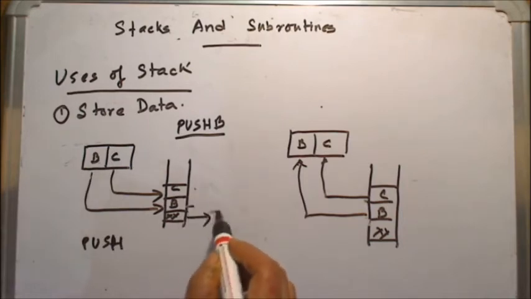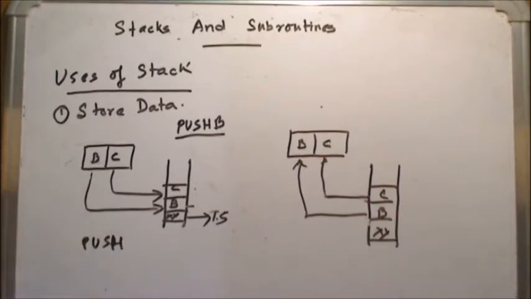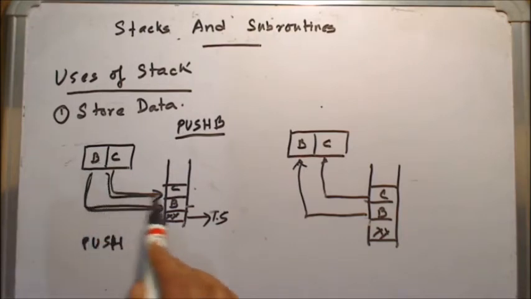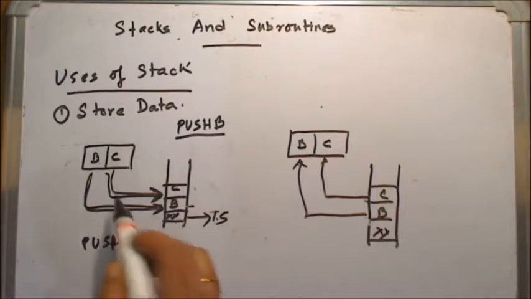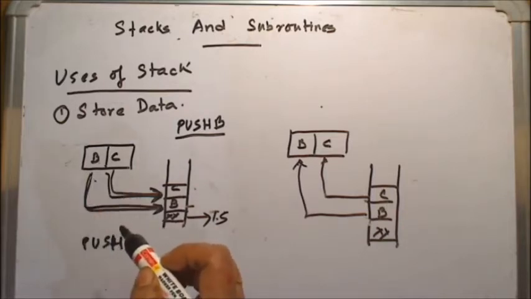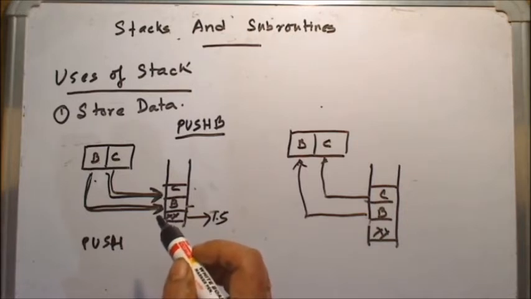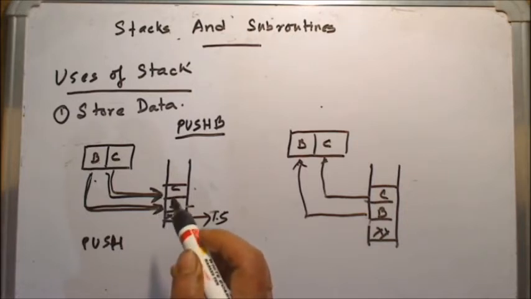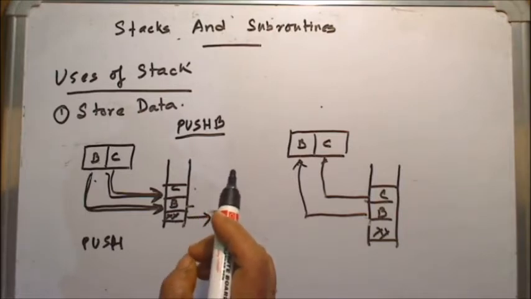Okay, this is the top of the stack, and these are the other memory locations. So I have pushed the contents of B and C into the stack. So now B and C are free, and you can use them for anything. Your original value is secured in the stack.